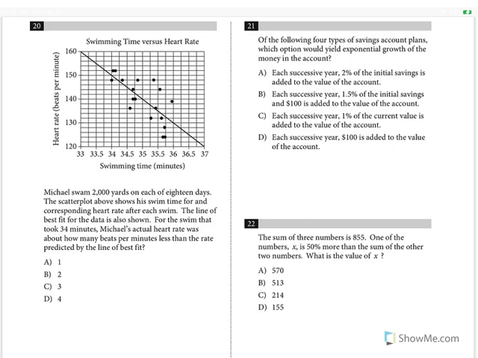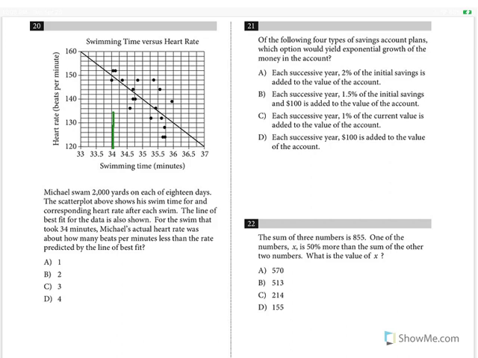All right, so let's look at reading lines of best fit. We're talking about the swim that took 34 minutes. So here's our swim that took 34 minutes, right on this line. And we want to know Michael's actual heart rate was about how many beats per minute less than the rate predicted by the line of best fit.